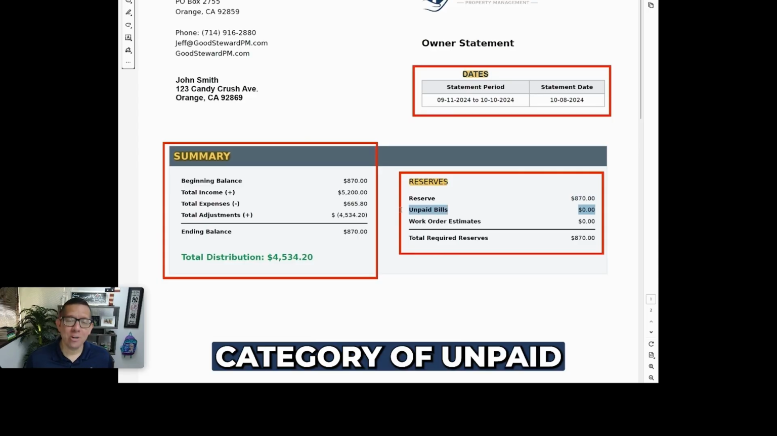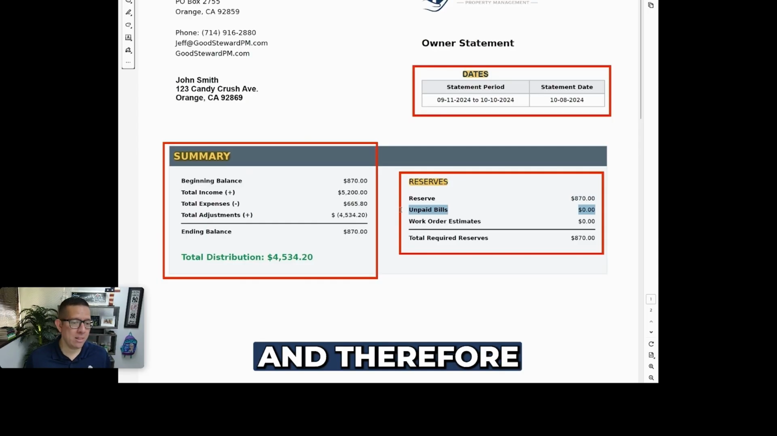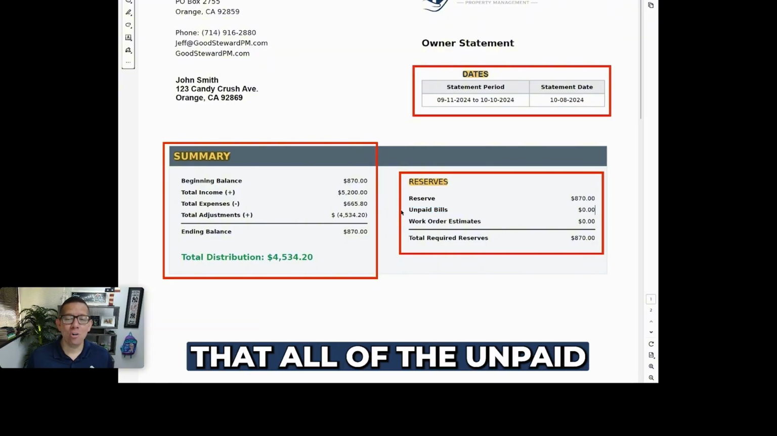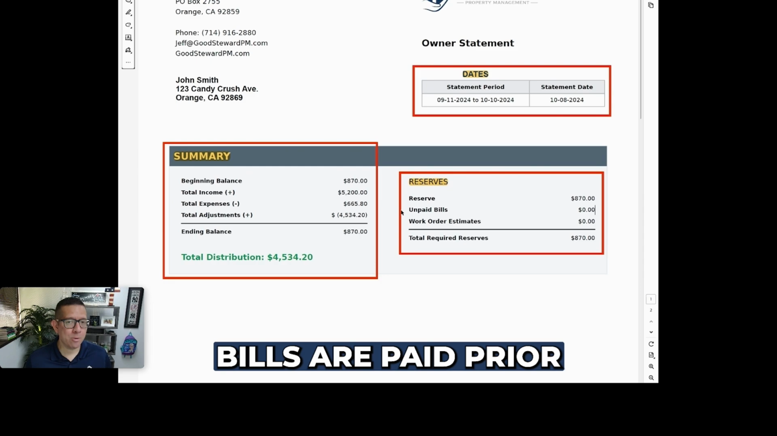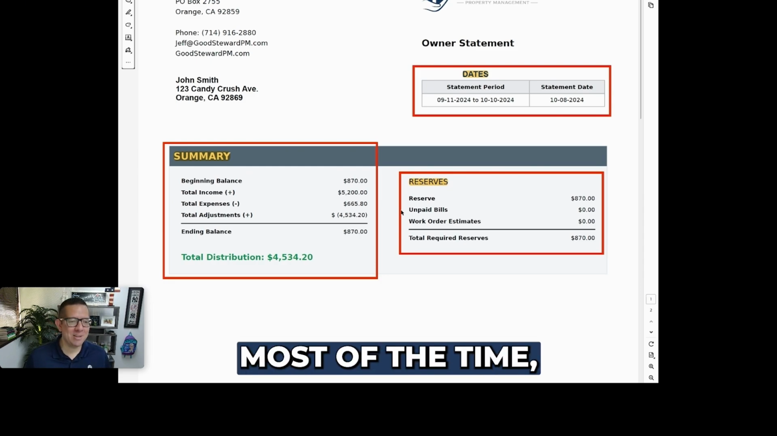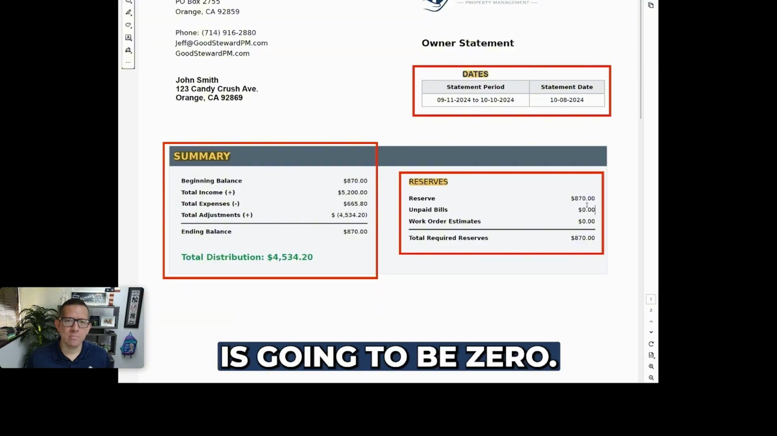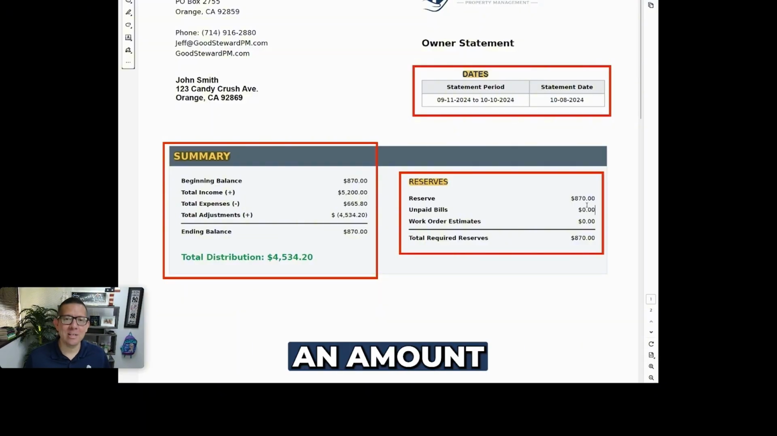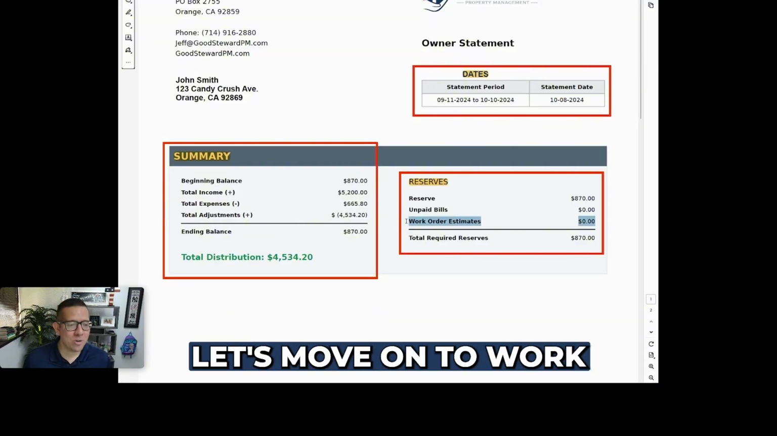The next category of unpaid bills is going to showcase any bills that have yet to be paid, and therefore it would increase the total reserves required. We work to make sure that all of the unpaid bills are paid prior to processing your owner distribution. Therefore, most of the time, this amount is going to be zero. However, there are some times where there is an amount reflected here. Let's move on to work order estimates.